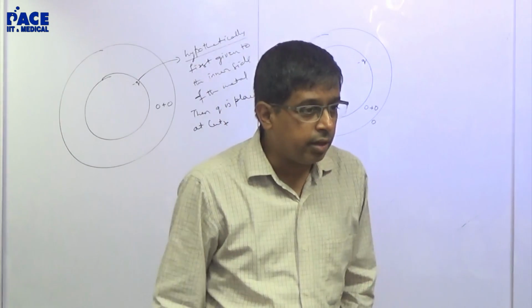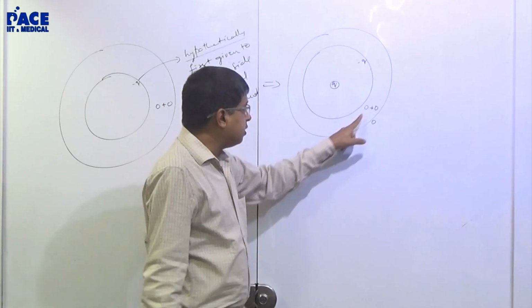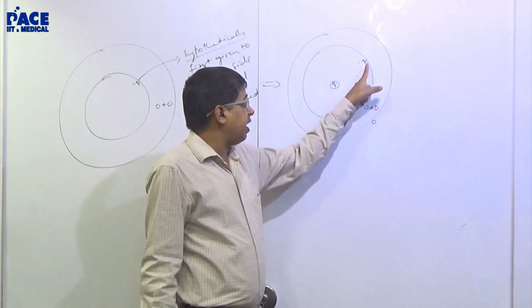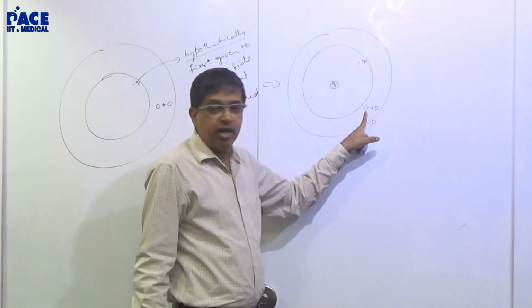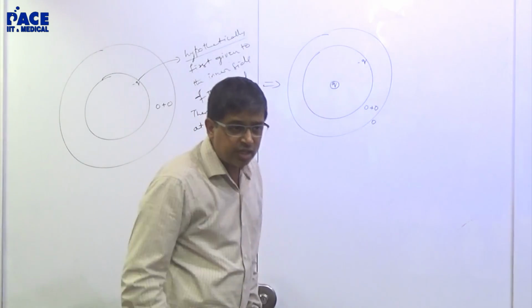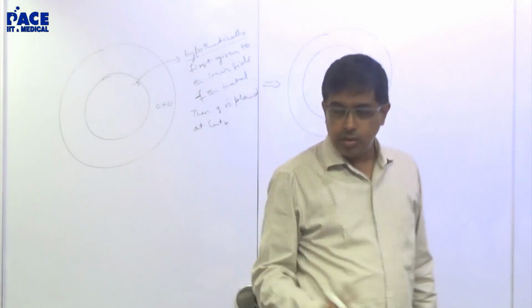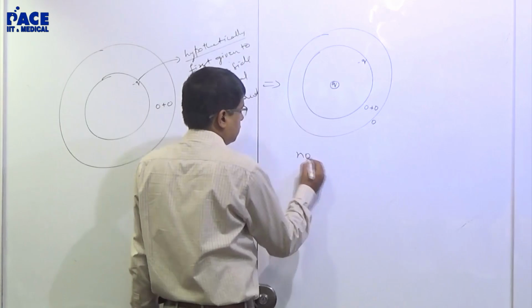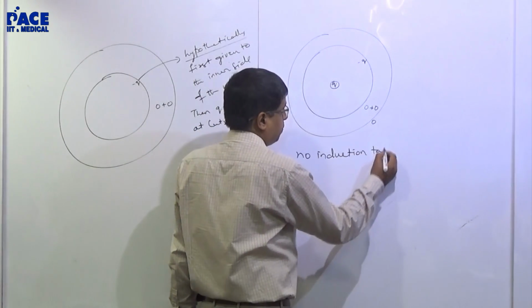Is the logic clear? Through this example, he is trying to establish to the student that the priority is to make the field 0. Once I have q and minus q placed by some external source, already the field is becoming 0. No more induction will take place. Is everybody clear about this? Yes. Quick. No induction takes place.